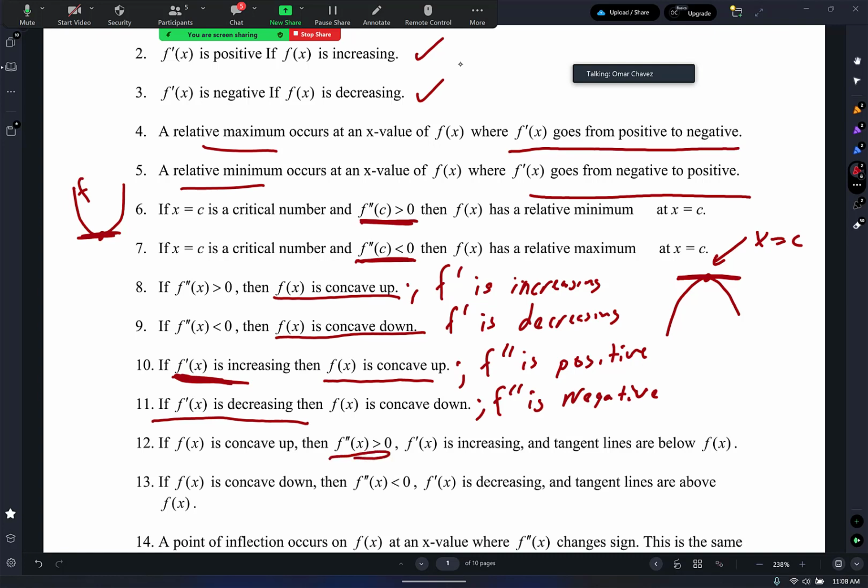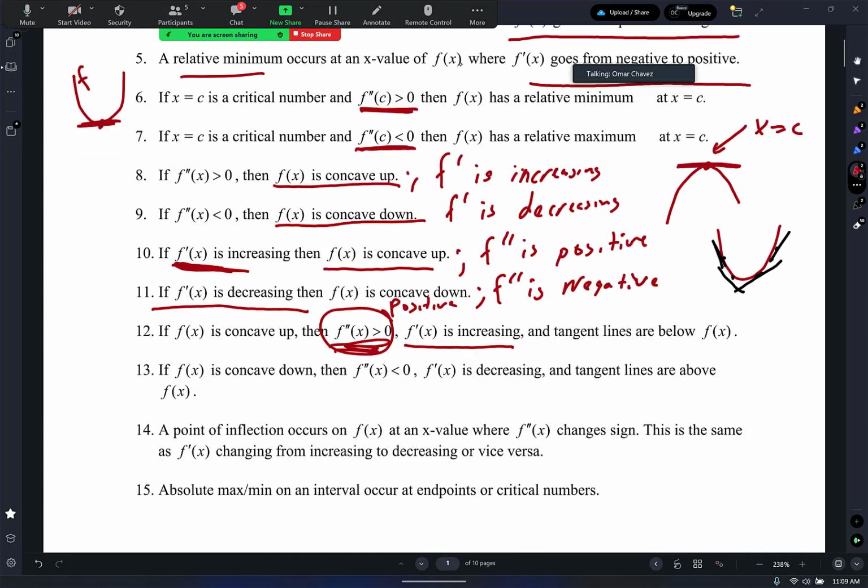well, that's what we were talking about over here. Then the second derivative is positive. This is how you say positive, guys. And then f prime is increasing and tangent lines are below f of x. That means I'm concave up, and look, your tangent lines are below the f of x curve. If you were to use that tangent line to make an approximation for something close to the point of tangency, it will be an under approximation.